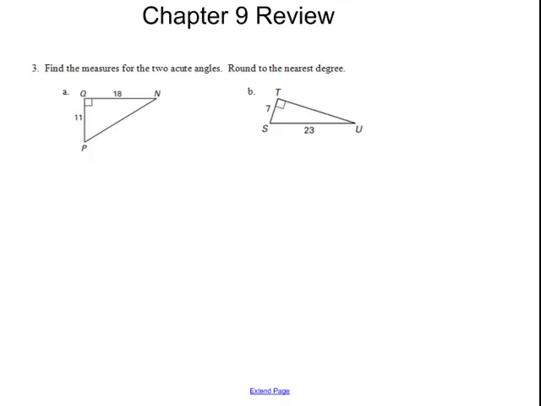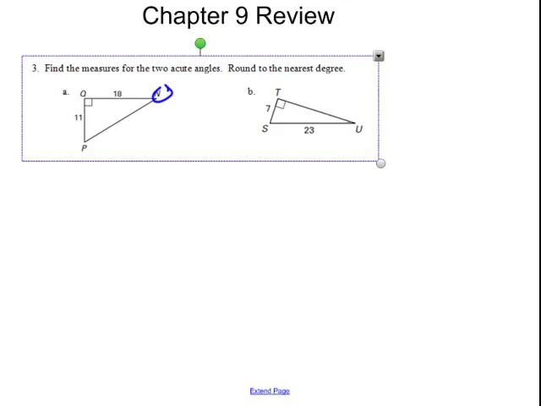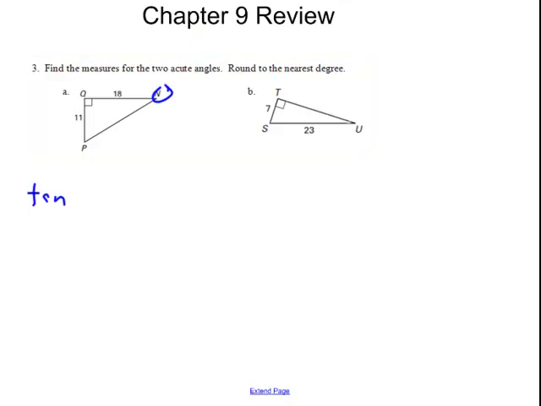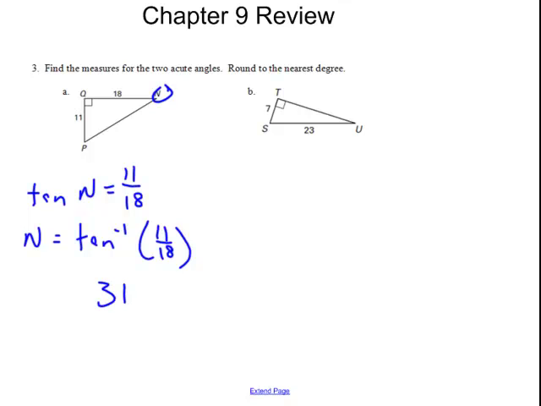Number 3, remember I'm looking for angles this time, so I want the inverse. Looking at n, the tangent of n is equal to 11 over 18. So n is going to be equal to the tangent inverse of 11 over 18. If you take that rounded to the nearest degree, you'll find out that n is equal to 31. You would also find that p is going to be equal to the tangent inverse of 18 over 11. That should give me 90 minus 31, which is 59 degrees.